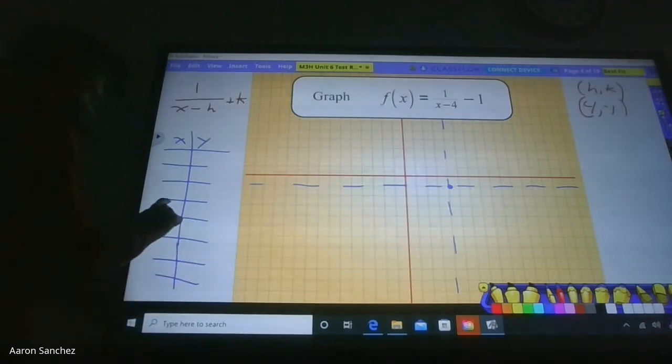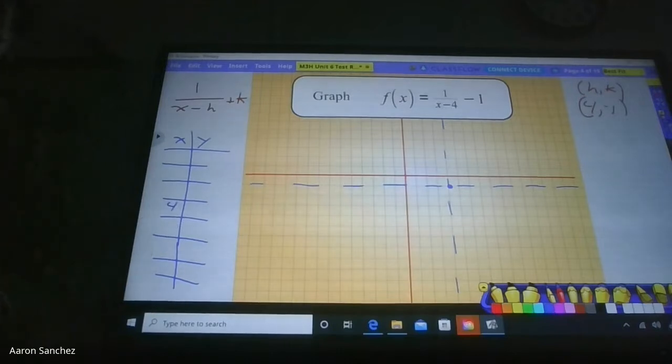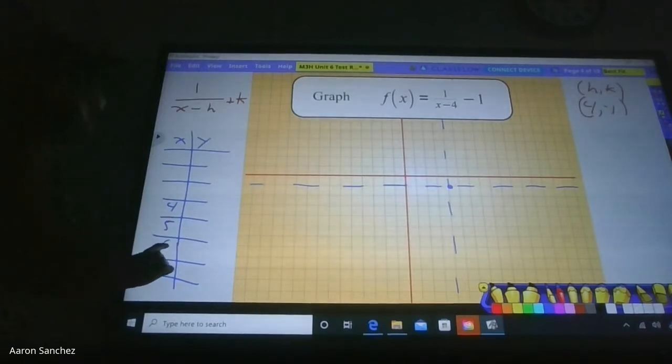Let's put 4 in the middle. And then 3 less, and then 3 more. 4, 5, 6, 7, right? And then what do I put above it, Omari? Negative? What's one less than 4? 3. 3, 2, 1. And then you just plug in your numbers and solve, right?